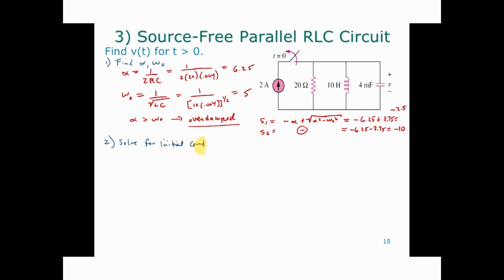Okay, then the nasty step 2, solve for the initial conditions. And the initial conditions we need to solve for in the parallel circuit are, according to the table, you can see V of 0 plus and dV/dt of 0 plus.